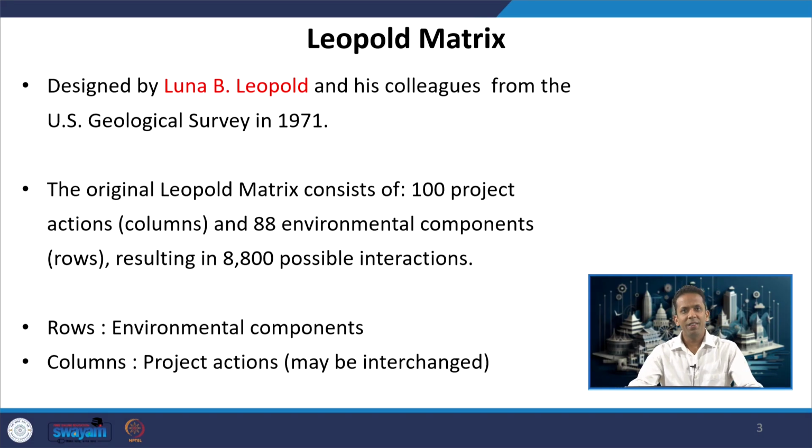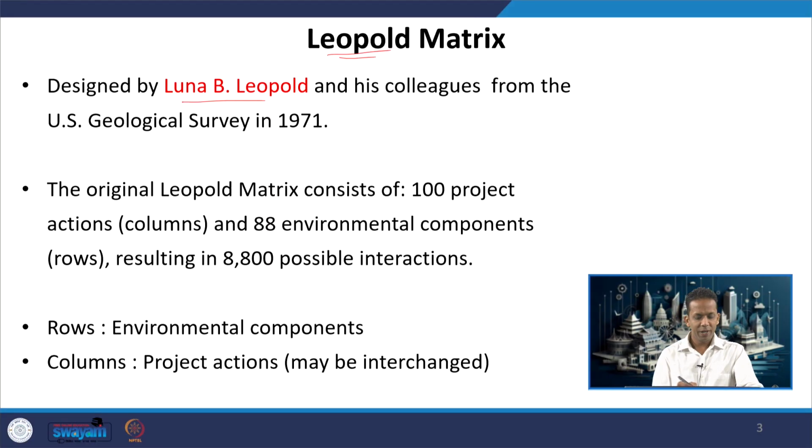So, Leopold matrix, as the name indicates, is named after the person who designed this matrix based approach for EIA. It was designed by Leopold and his colleagues from the United States Geological Survey in 1971 while they were working on calculating the environmental impacts of projects related to rivers on different components of the environment. They used to gather lots of data on water quality, the river flow, and hydrological measurements, and there were a lot of environmental components which they listed down.